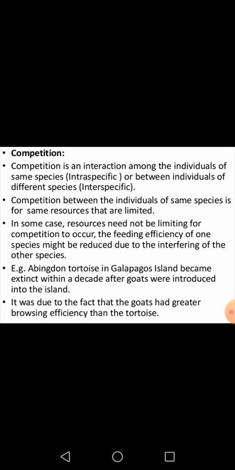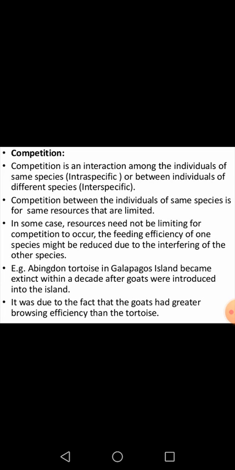Now how feeding efficiency can create competition, I am telling you that. I am giving you one example. ठीक है. Abingdon tortoise in Galapagos Island became extinct within a decade after goats were introduced into the island. Okay, there was a species of Abingdon tortoise in the Galapagos Island, and these tortoises were feeding on the grass or some herbs only. And while the goats were introduced in that particular region, these two are quite different species. One is tortoise and another one is goat, means mammal. ठीक है.